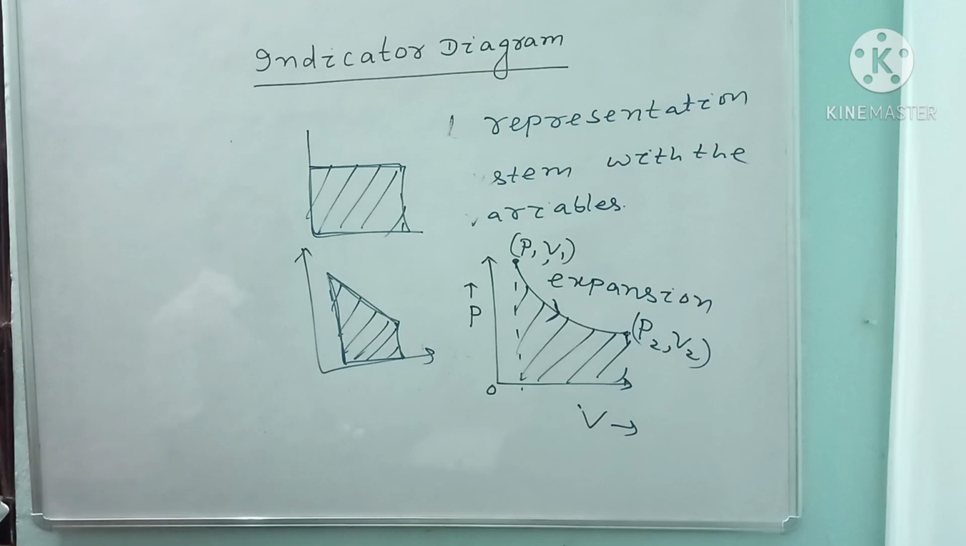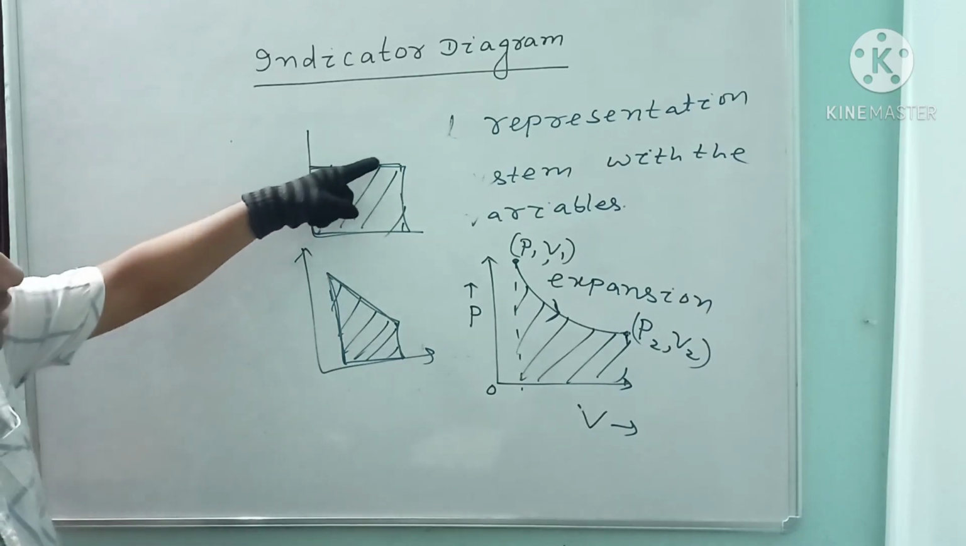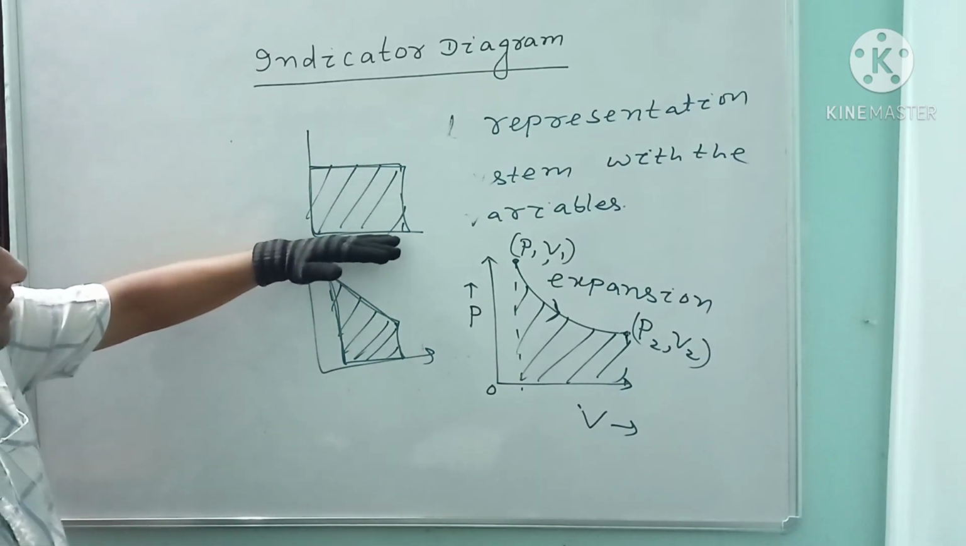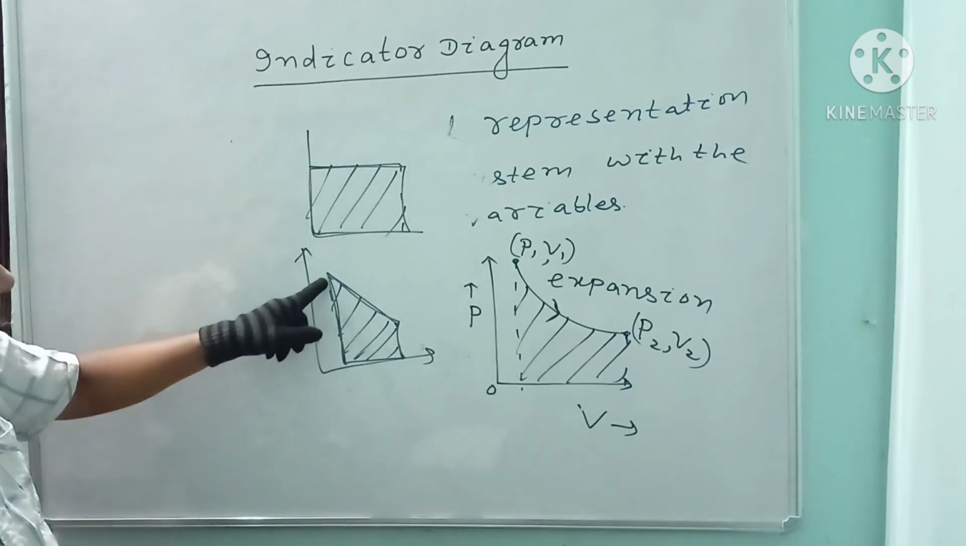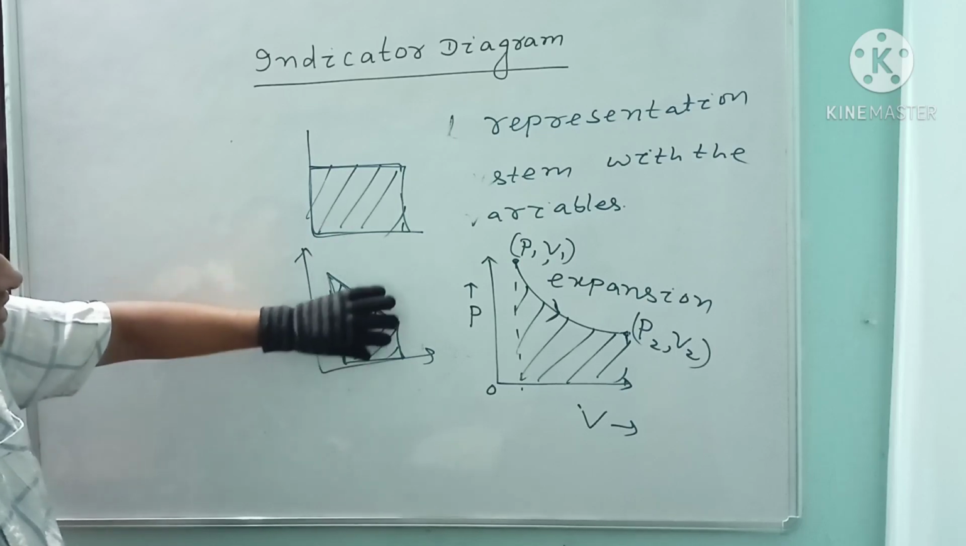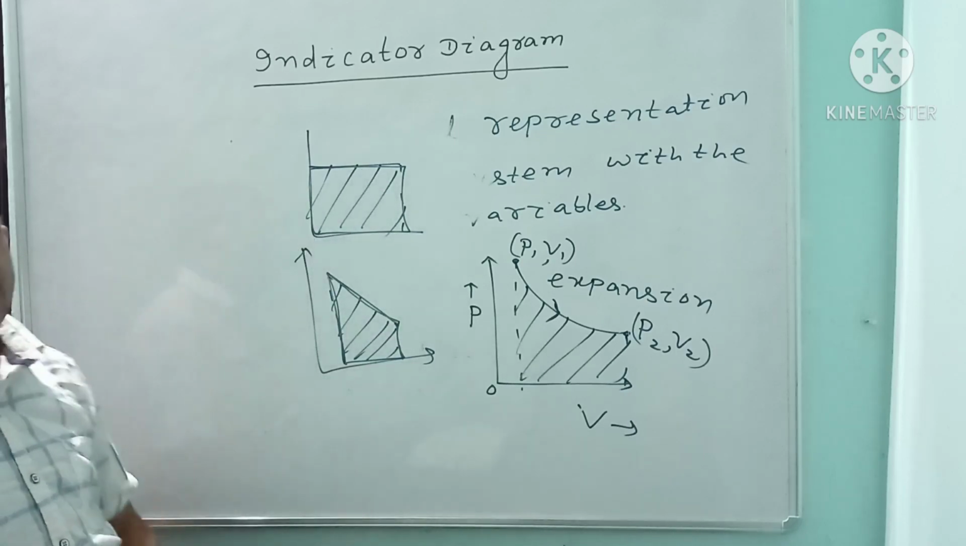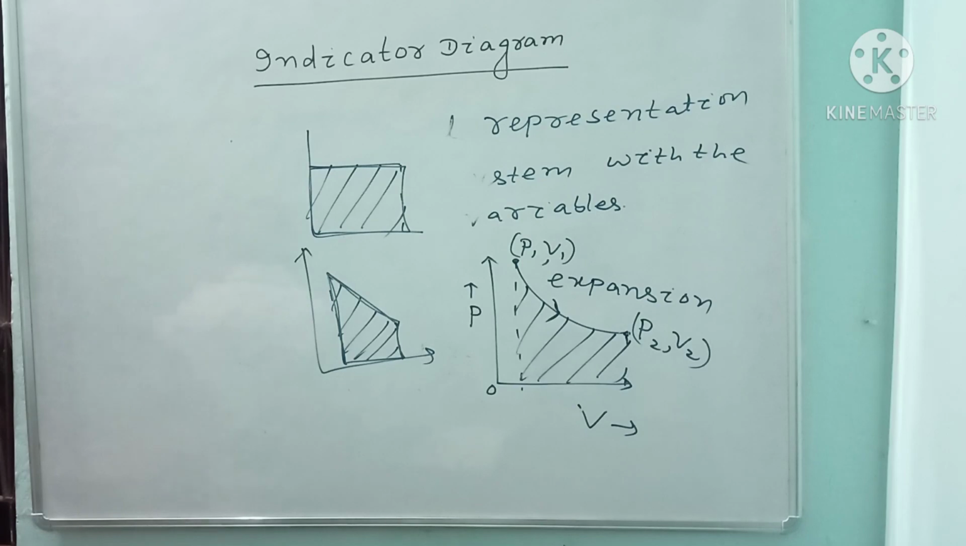That means the graph makes area with the volume axis. This is the area. This one makes the area. So this is the area of the trapezium, area of the square, area of the rectangle, in some cases area of the triangle. You know what is the area of those structures. So easily you can find out the work done.